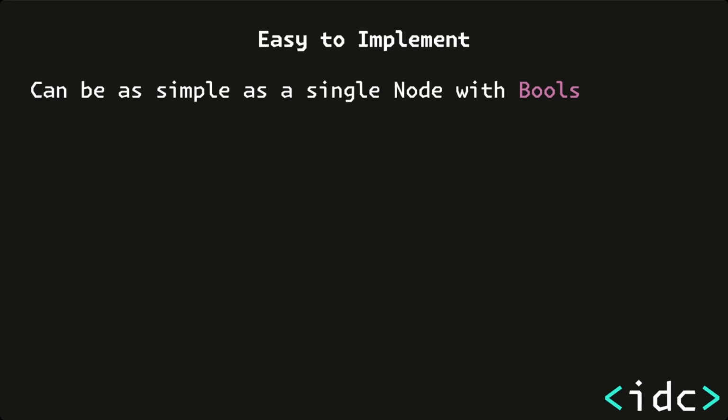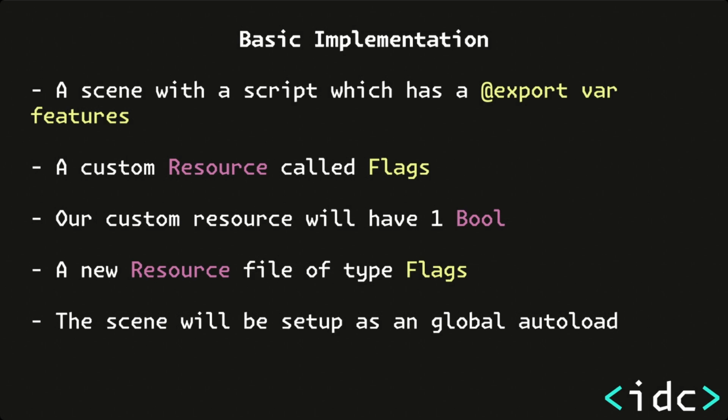So how would we go about building feature flags? It can be as simple as just an autoload with a bunch of booleans, and then when you want to turn something on and off, you just change the values from true to false. However, we're going to do a little bit more.